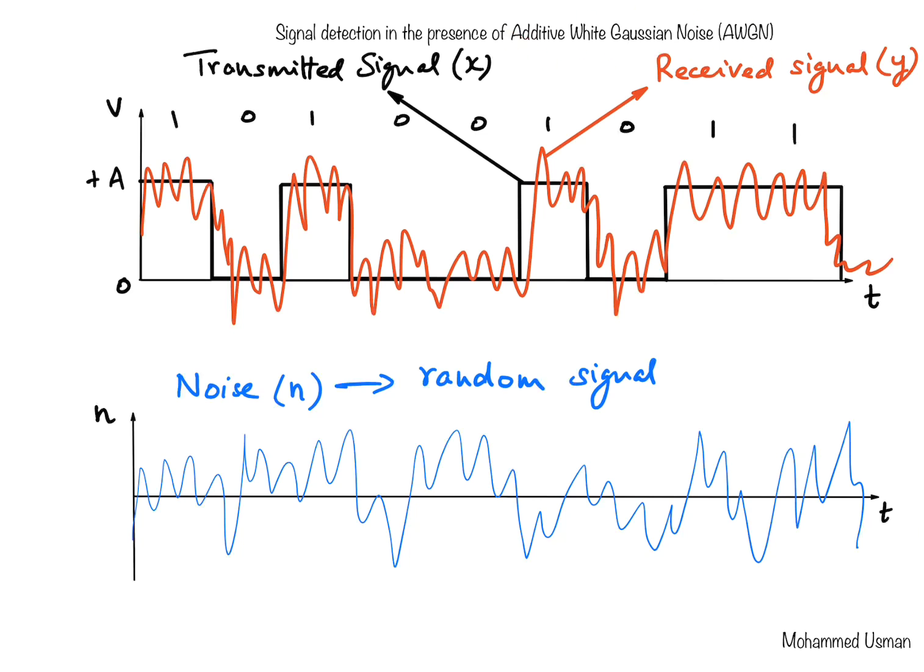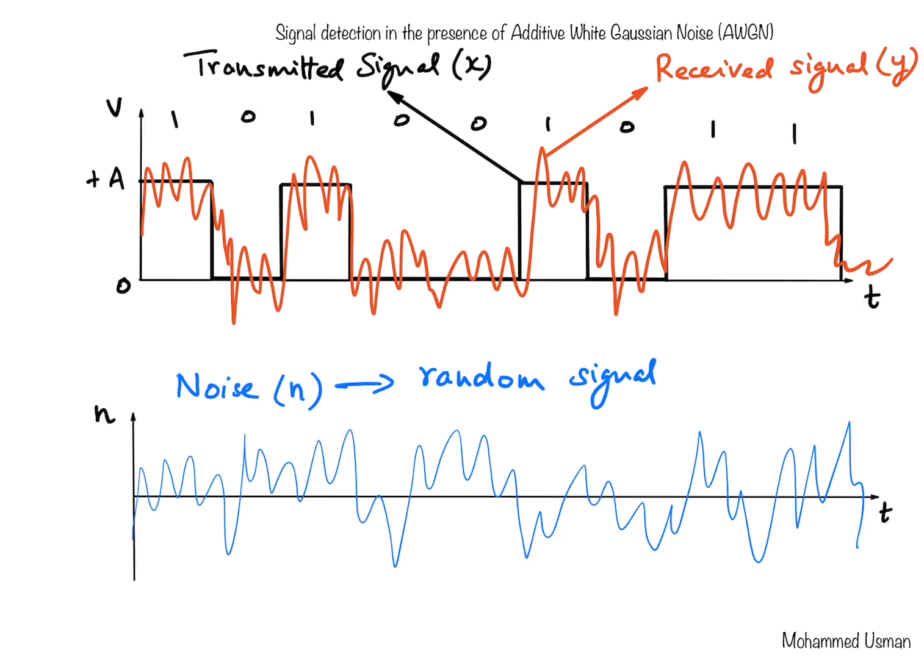We are going to discuss in particular what we mean by additive, what we mean by white, and what we mean by Gaussian. These are the three attributes of the noise that we are dealing with in this particular course. I will elaborate on what these terms mean in the context of this course.